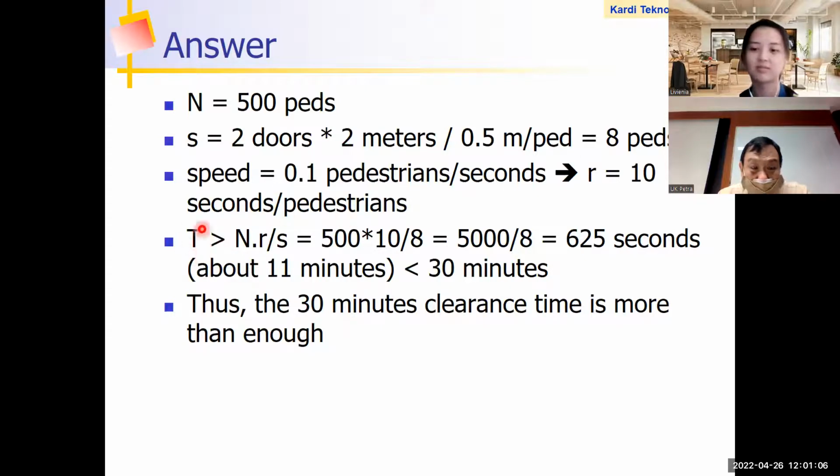So T must be larger than this. You check, N is 500, you put it inside. You get 625 seconds, which is about 11 minutes. That is less than 30 minutes, okay? So they will finish, so it's okay. That means they can clear. These 2 doors are enough.